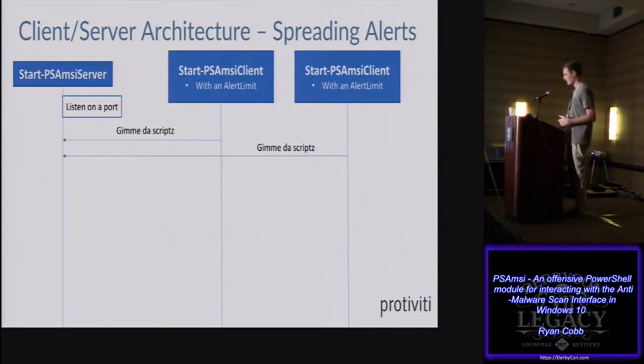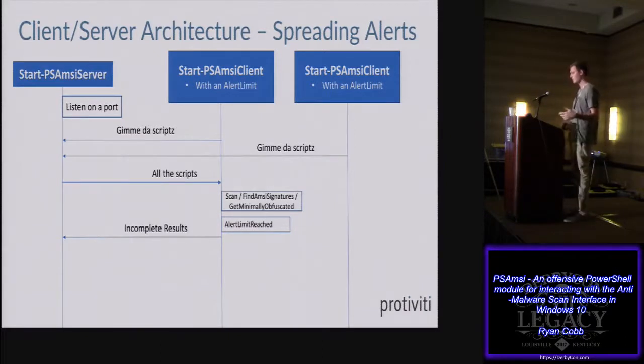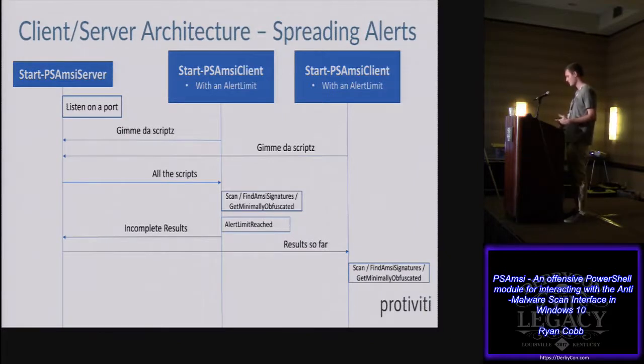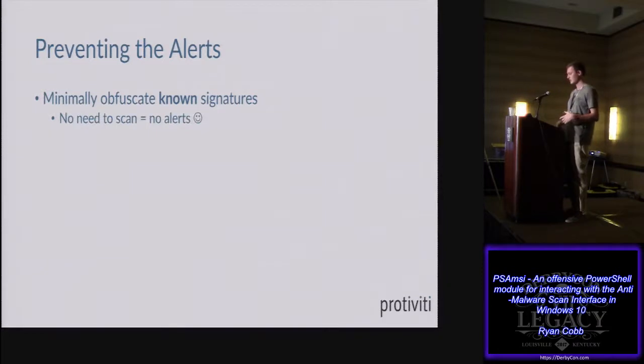So how this works, very similar to the last sketch, but this time we're going to use 2 PSAMC clients, both with an alert limit set. So the server is going to open up a port again. The client's going to connect back, asking for the scripts that it wants to operate on. And then at any point, the second client can connect back and also ask for the scripts. The server will then send the scripts to the client. The client will operate on them, scan, find signatures, obfuscate, until it hits that alert limit that you specified, and then will send back the incomplete but partial results from your request, and then the server will inform the second client of the progress of the first client, and it can continue that scan or signature finding or obfuscation, and then once it completes, send back the complete results to the server, and again, the output comes on the server side.